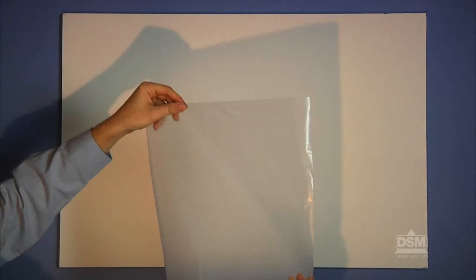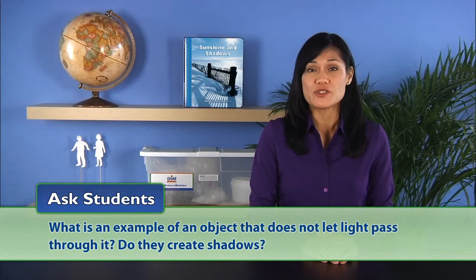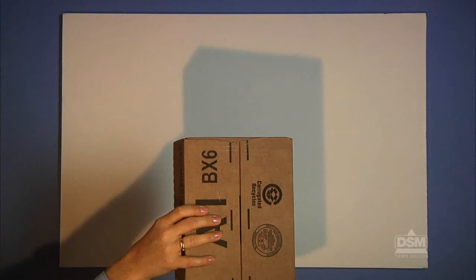Other objects like the tumbler of water and the sheet of waxed paper only let some light through and create faint or pale shadows. Ask students, what is an example of an object that does not let light pass through it? Do they create shadows? Students may mention the book or the cardboard box, and that both create shadows.